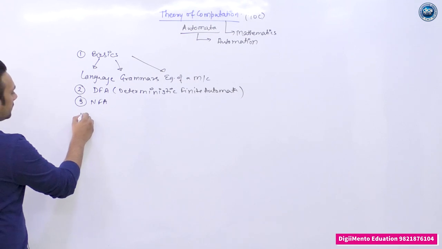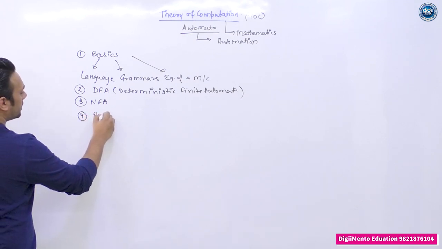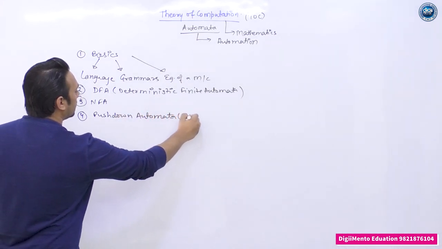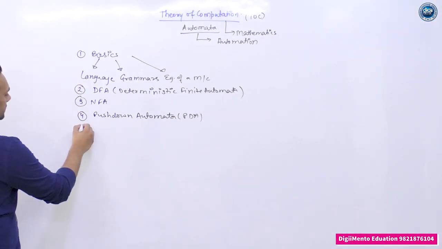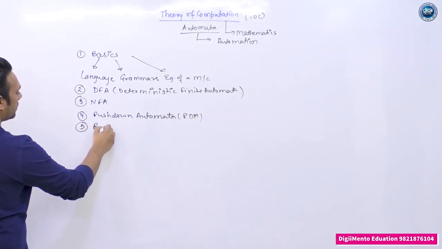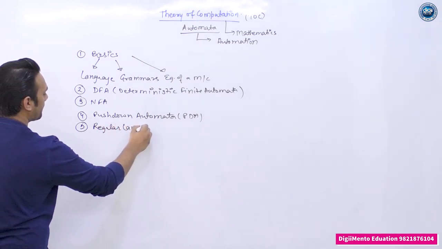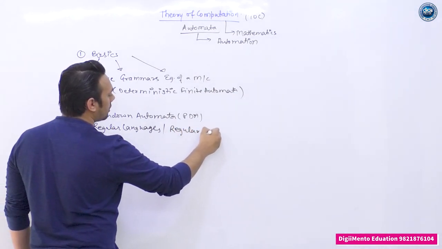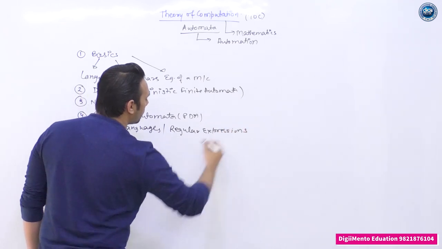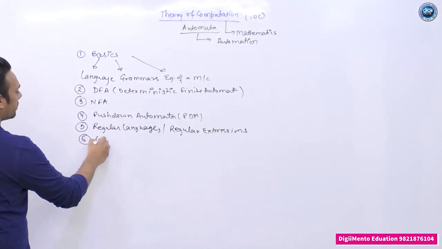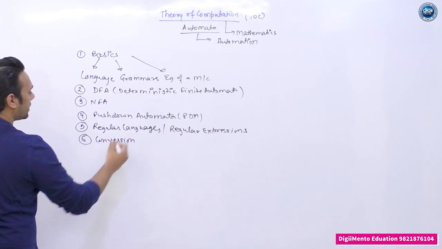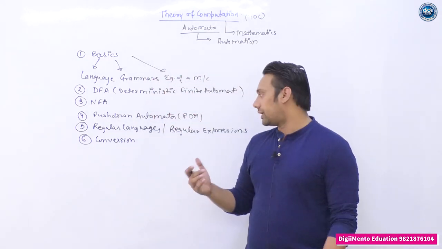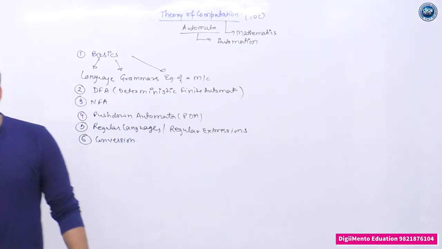And after this, we will be discussing your pushdown automata, which is also called PDA. And then we'll be discussing what are regular languages and what are regular expressions. And then the various conversions will be there. So conversions, like how can you convert a regular expression to a finite automata, and how can you convert a finite automata to a regular expression. So these things we are going to discuss in these conversions.